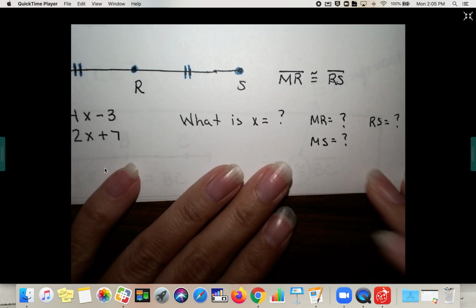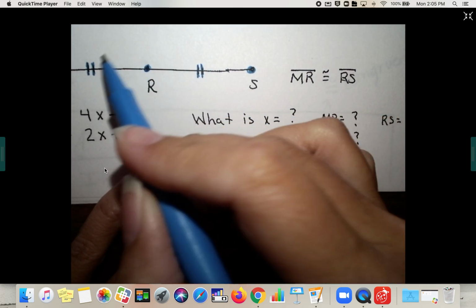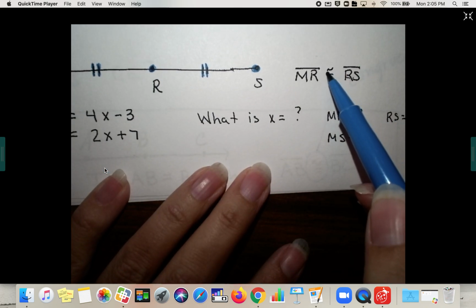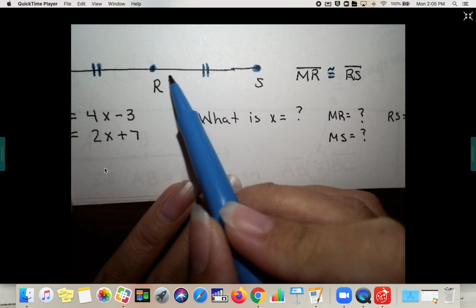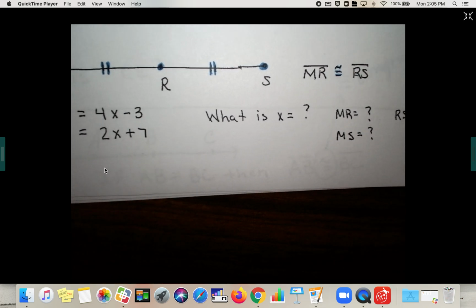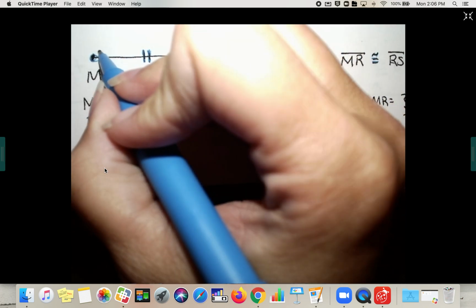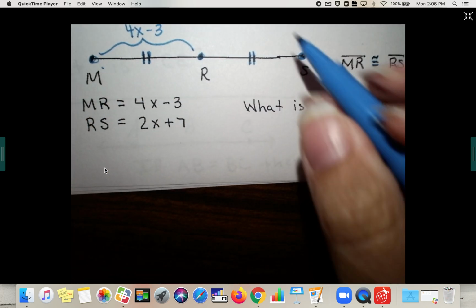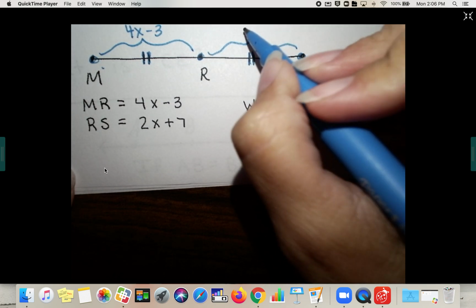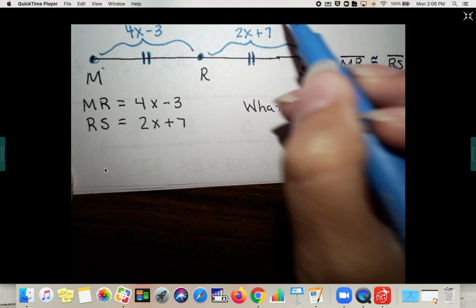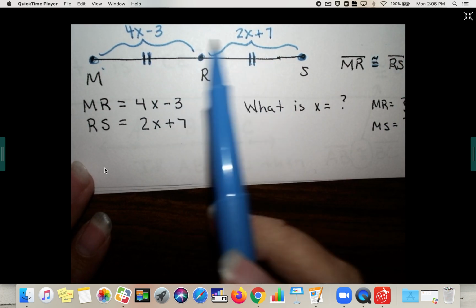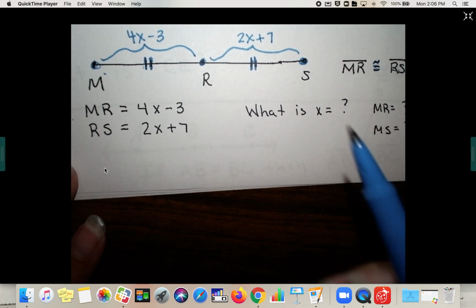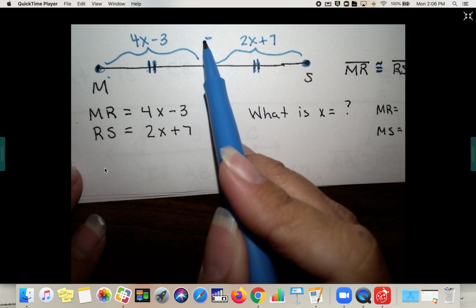Okay, what it says over here is why these little hash mark things are here, and that is that MR, from M to R, is congruent to RS, which is the other side. So these just mean they equal each other. Okay, so if we know that MR equals 4x minus 3, and we know that RS equals 2x plus 7, it doesn't really matter because these 2 equal each other. So since they are the same, I would set up an equation with these 2 equal to each other.